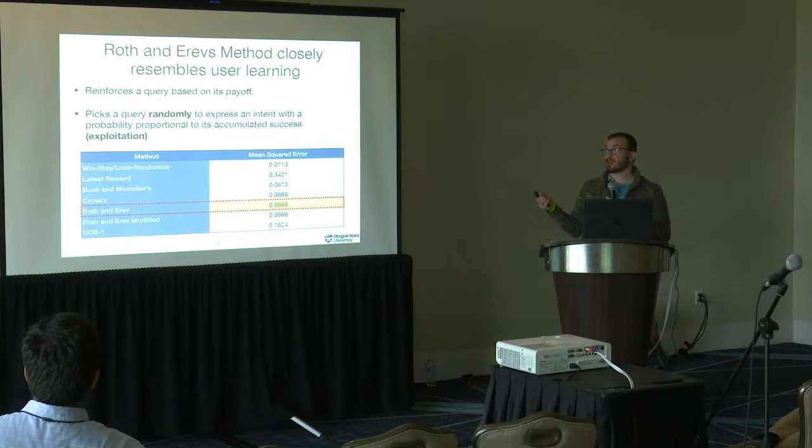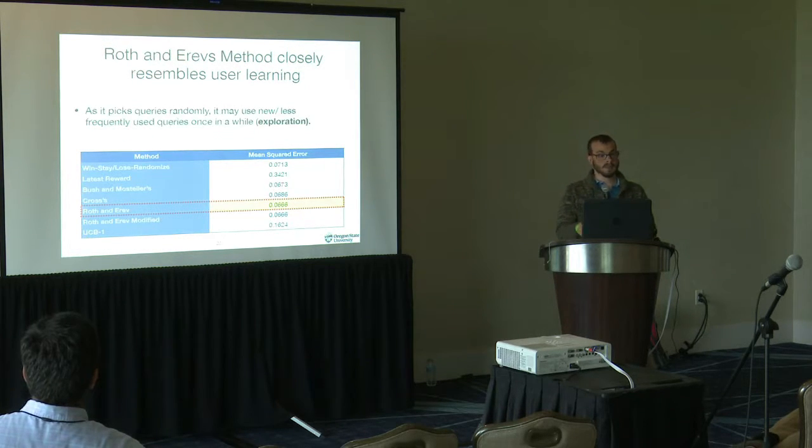And it's going to pick a query randomly to express an intent with a probability proportional to the previous successes. Okay? And this is the exploitation part of Rothanev. So the more successful a query has been, the higher the probability that it will be submitted again for that intent. It also is going to pick queries randomly every once in a while. This is exploring, so it models how the user can maybe search for something but try something new, and so they're going to submit a new query.